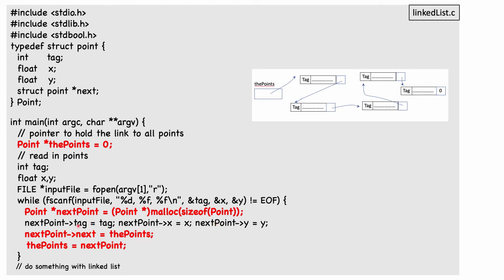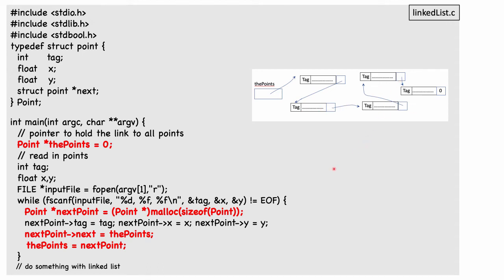For each point we've got a new point now, we can set the tag, x and y in the point. Notice here I've got the arrow. The next point is a pointer. So instead of using a dot, we have to access the tag, x and y inside a point with the arrow sign. And then finally, after we've put everything in it, we're going to set the new point we've created equal to whatever points is, and then we're going to set points to point to our new point. And that way we add every single object into the linked list.